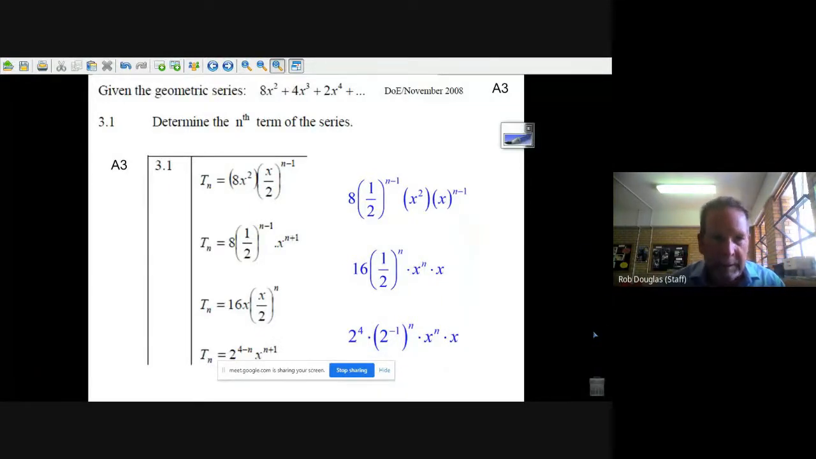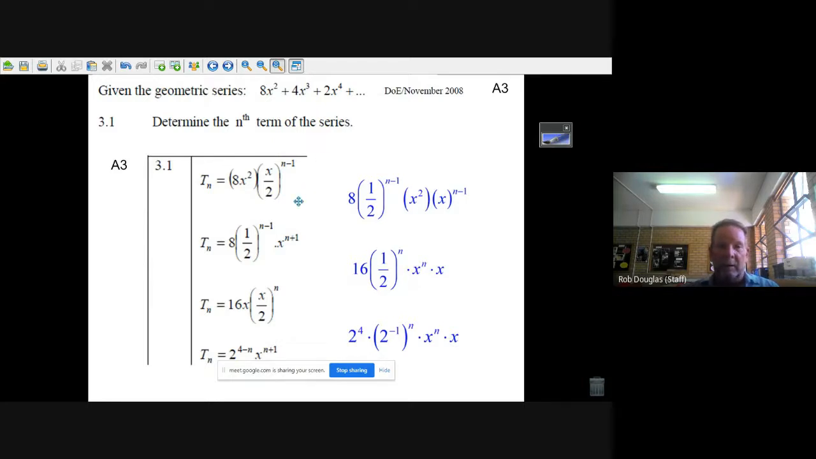Okay, we're going to look at this geometric series, and here it is. It goes 8x squared, 4x cubed, 2x to the fourth power. And they ask us to find the nth term of the series. Well, there's a formula that says Tn equals a times r to the n minus 1.